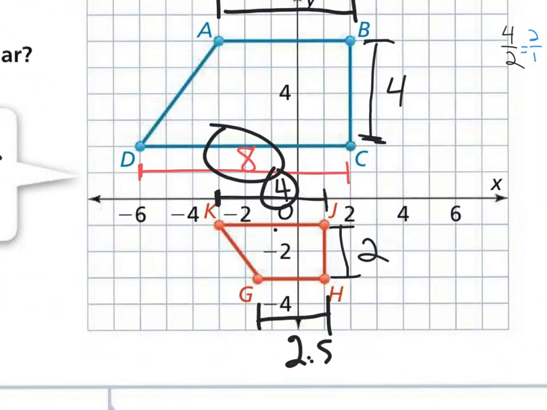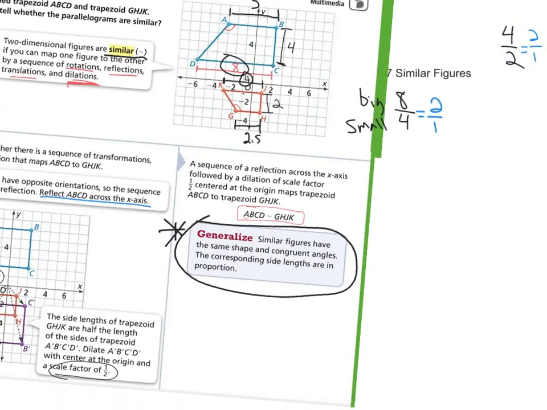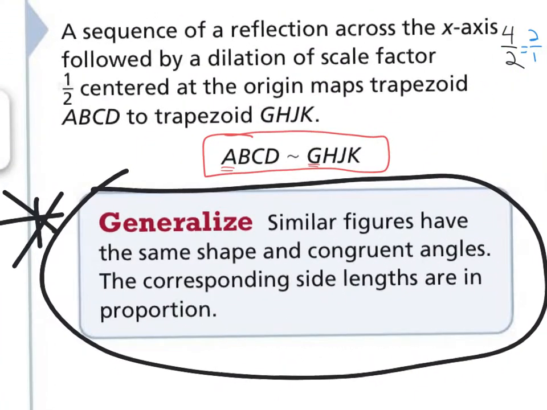Okay, and if you go back and look at even the original figure, it does look like angle A and G have the same angle measure. And it goes the same for the other ones. B and H are the same, C and J are the same, and D and K are the same. Not only that, we can also look at the side lengths.